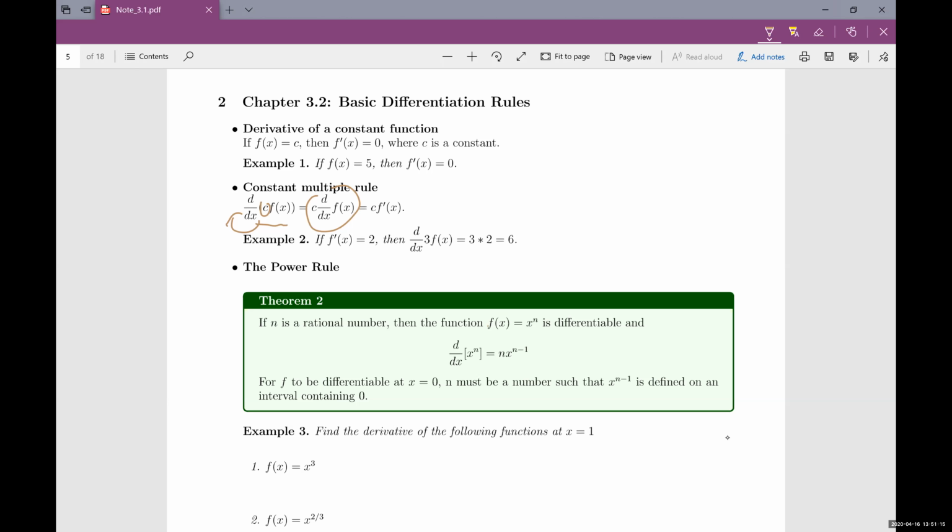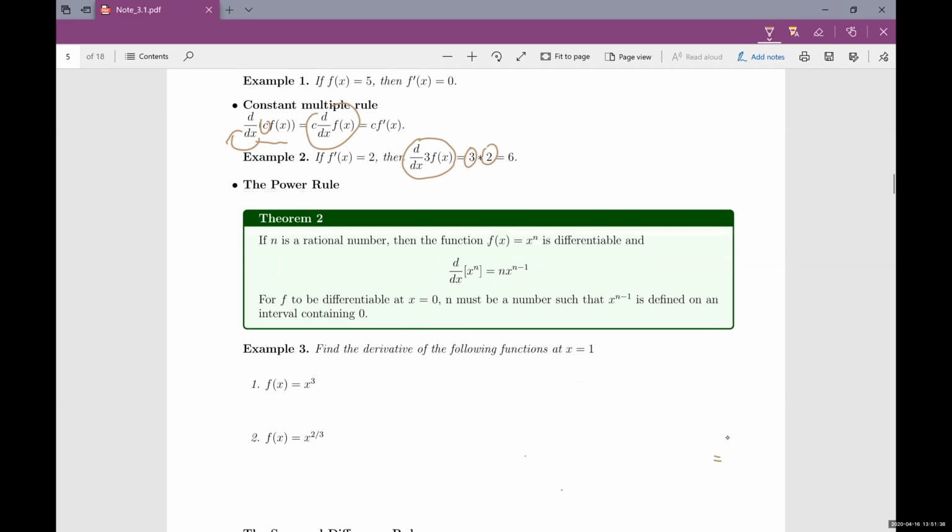So this is a simple example of that rule. If you know that the derivative of f of x is 2, then the derivative of 3 times f of x is the same as 3 times the derivative of f of x, which equals 6. That is how you use the constant multiple rule to find the derivative.